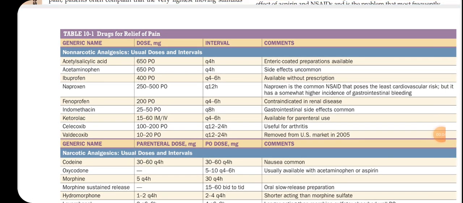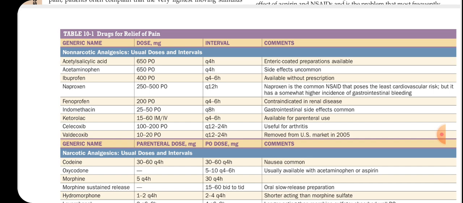Table 10.1 Drugs for relief of pain. Generic name, dose in mg, interval, comments. Non-narcotic analgesics, usual dose and intervals. Acetylsalicylic acid, 650 PO every 4 hours. Comments: enteric coated preparations available. Acetaminophen, 650 PO Q4H. Side effects uncommon.